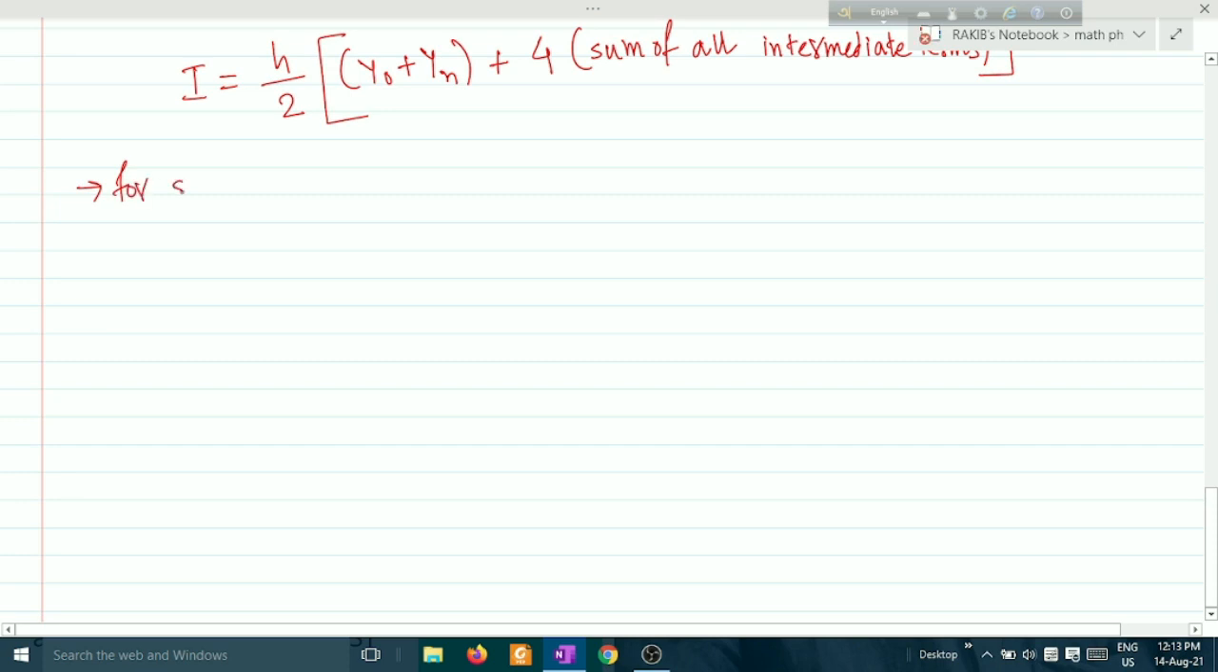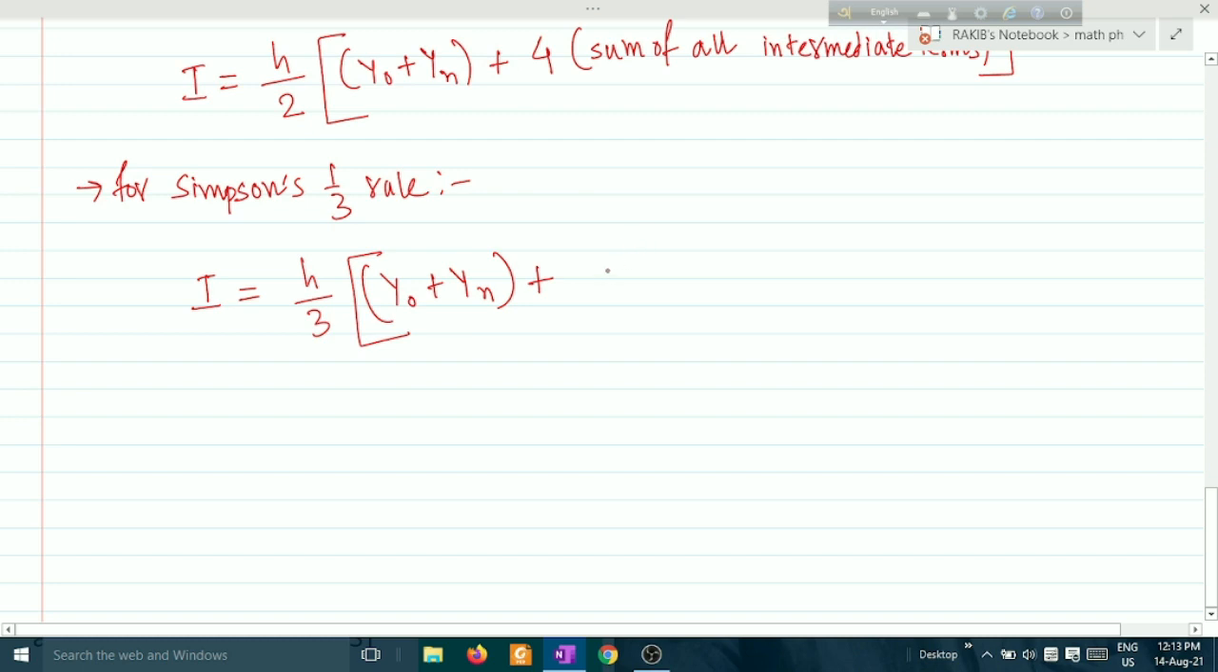So for Simpson's 1/3 rule, the integral I will be equal to h upon 3 times the first term plus last term plus 4 times the sum of odd values of y, the sum of odd y's. Odd y's means y1, y3 and so on, where f(x) equals y.